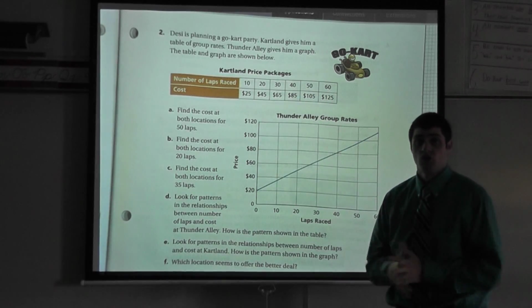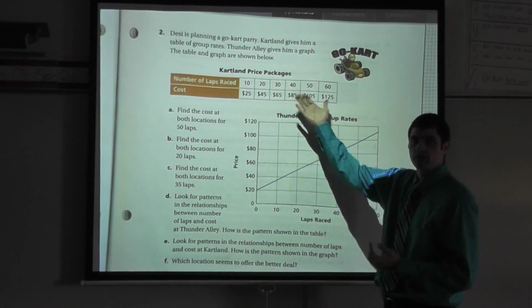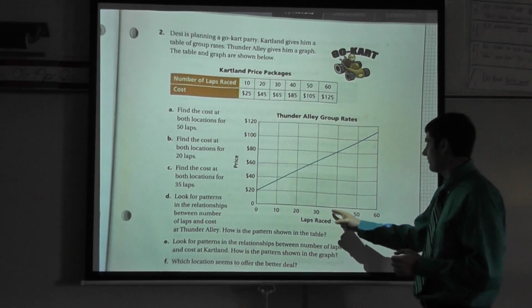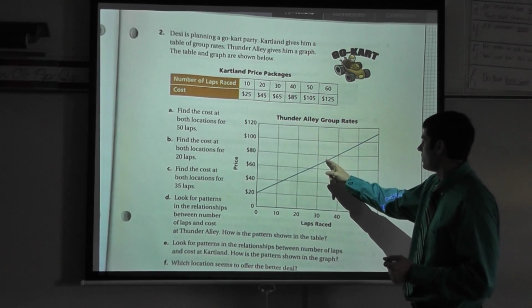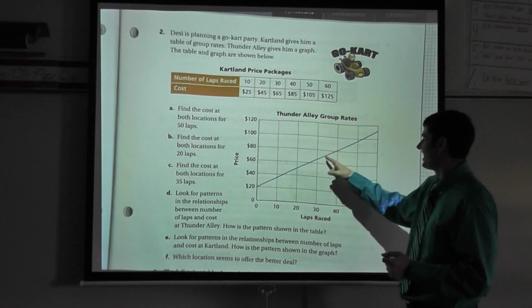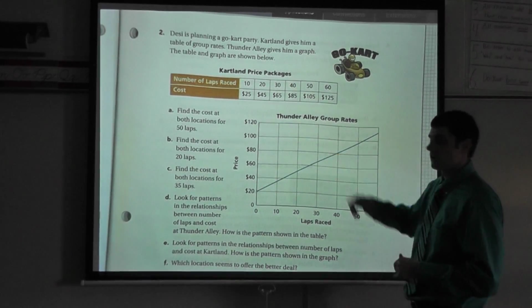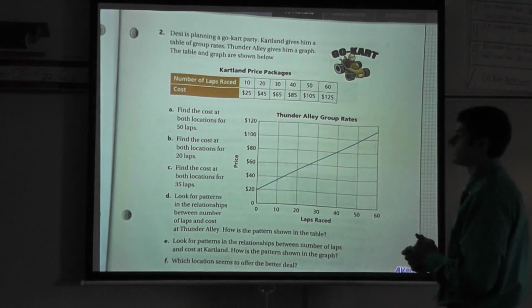I can't just say, well, the table doesn't say 35 laps, so I can't figure it out. Well, you can. You just have to look at what information is being given to you. 35 laps here, so again, about in between. If I were to put a little circle here, it's about halfway in between 60 and 80. So at 35 laps, it's going to cost me $70. So it looks like Thunder Alley is a better deal for 35 laps than the Cartland price packages.